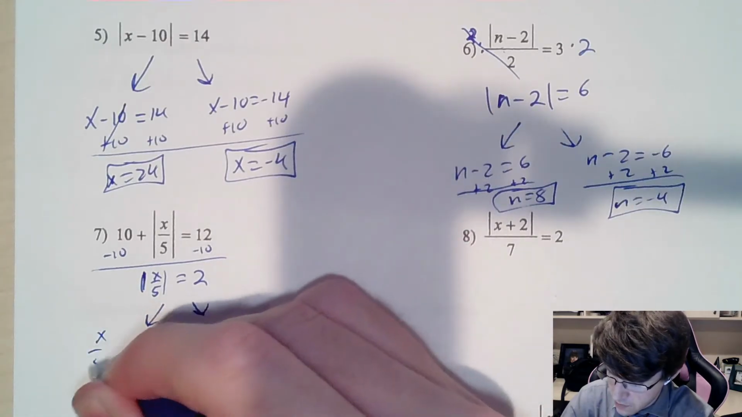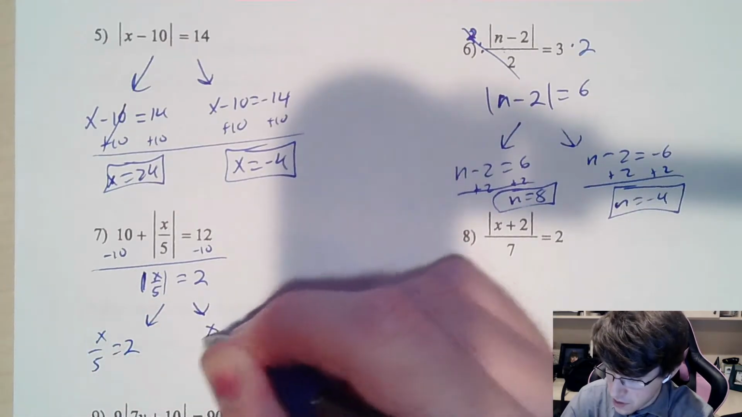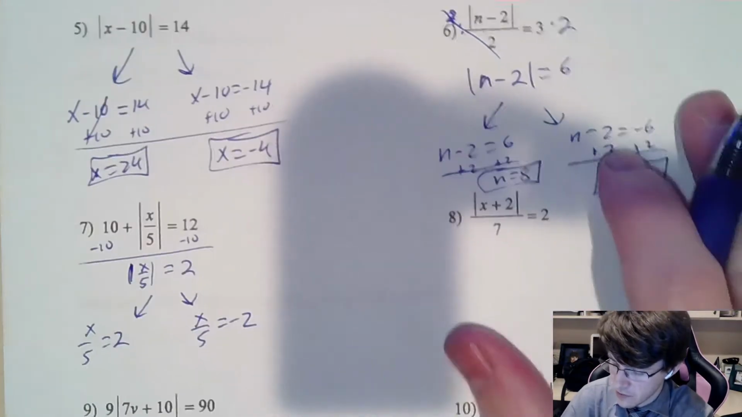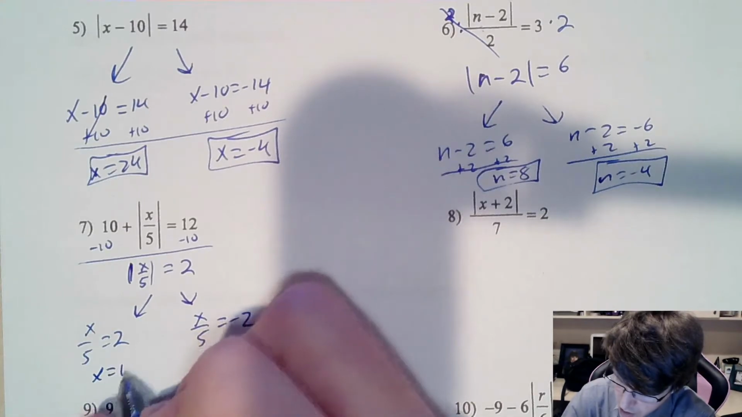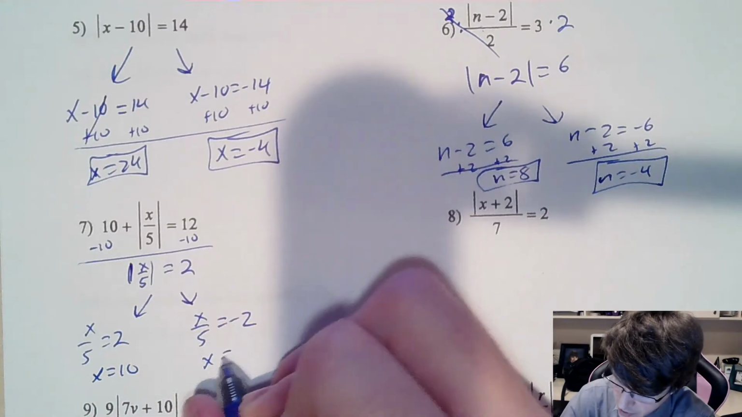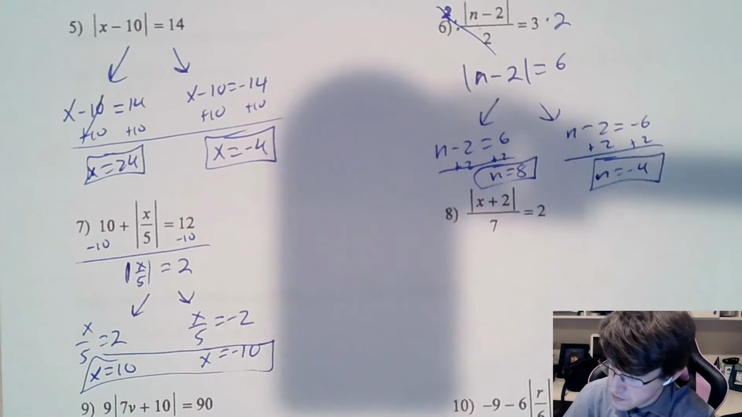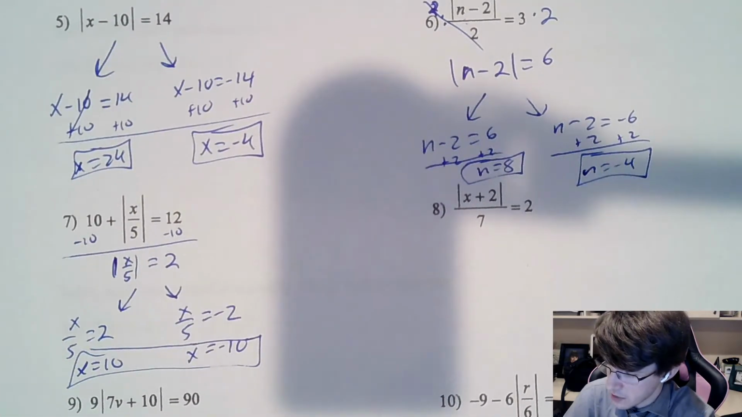We got x over 5 equals 2. X over 5 equals -2. We're multiplying both sides by 5. I'm not going to show the work because I want to keep the show on the road. We're multiplying both sides by 5, and you'll get 10 and -10. Keep it moving.